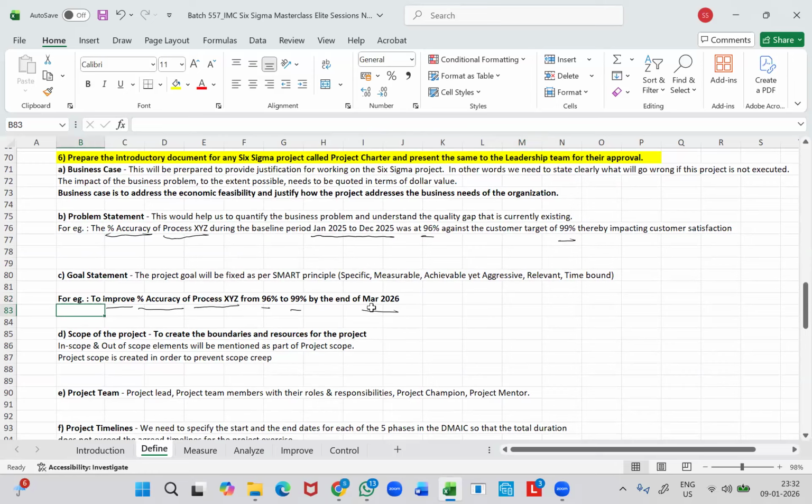So we should have the specific timeline mentioned as part of the goal statement. We should not be mentioning something like 4 months or 6 months as the timeline. We should be very, very specific with regard to the month and the year as part of the goal statement.